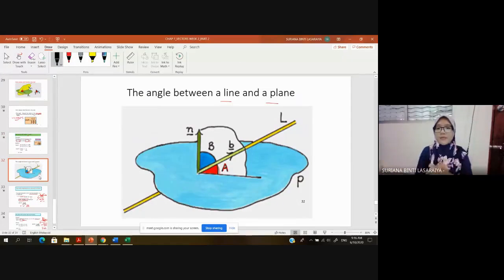Yang ini angle between a line and a plane okay. Do you have any problem on this? Do you have any problem to find angle between a line and a plane?